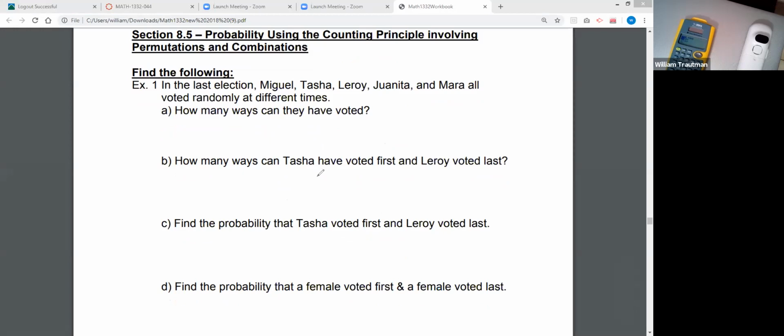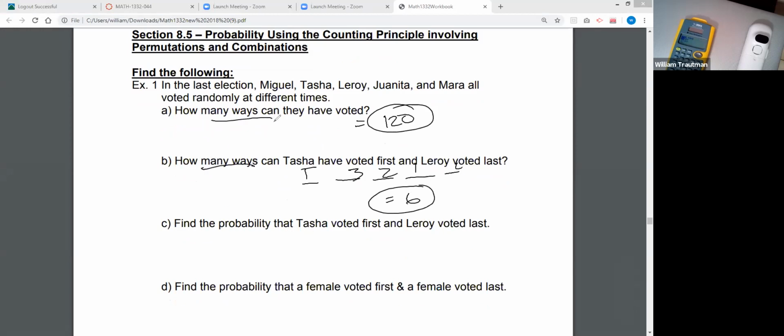So for B, we got 6. For B, we got 3, 2, 1. This was Tasha. This is Leroy. And we got 6. How many ways can we vote? What did we get up here? 120, right? We got 120 up here. It says, find the probability that Tasha voted first. Now, up here was how many ways.